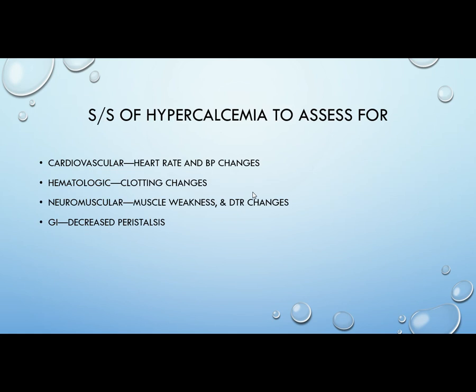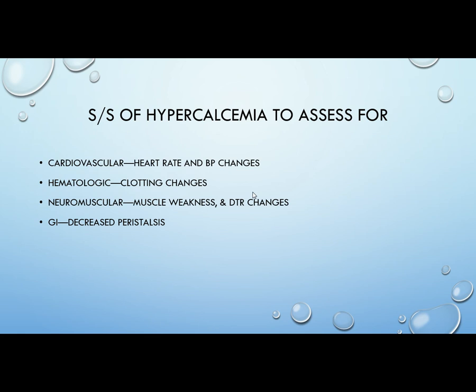So what signs and symptoms are we going to watch for? Cardiac, you're going to do heart rate and blood pressure. Hematologic, you've got clotting changes that are going on, neurovascular, and then your GI. With mild hypercalcemia, you're going to see an increase in heart rate and blood pressure. As it gets worse or the longer it lasts, the electrical conduction is depressed and the heart rate will slow down.